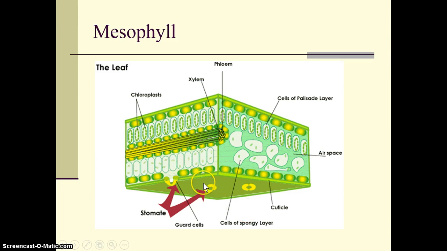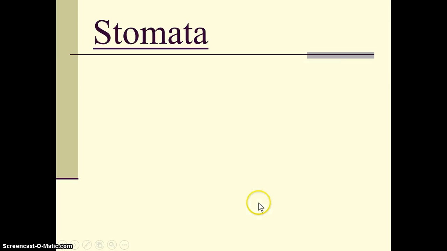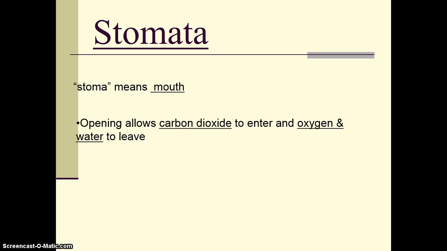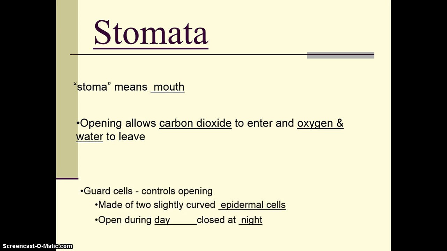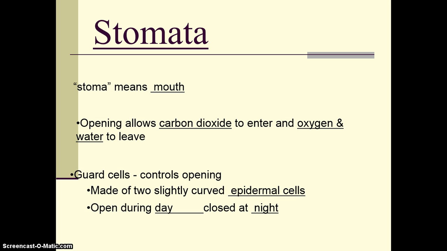On the bottom, you see these openings. These are stomates or stoma. Now, stoma comes from the Latin word meaning mouth, and it's these openings that allow carbon dioxide to enter the leaf and oxygen and water to exit. The opening to those stomates are controlled by guard cells. These are slightly curved epidermal cells, and they open the stoma during the day and they close it at night.